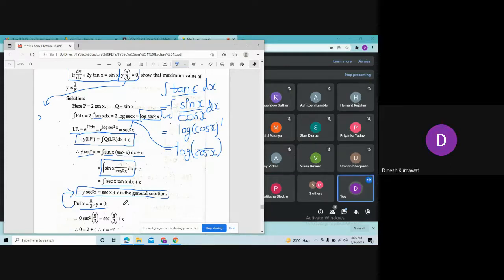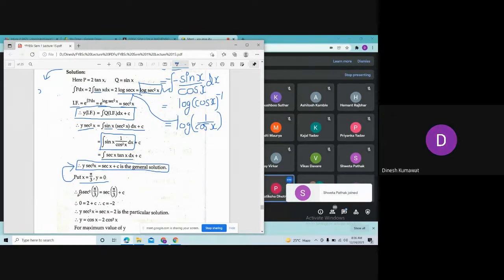1 upon 2. So pi by 3 means how much degree? Sir, 60 degree. So cos 60 is 1 upon 2. Yes, sir. So what is sec 60 then? Sir, 2. वो रेसिप्रोकल होता है. Reciprocal होता है. Okay.